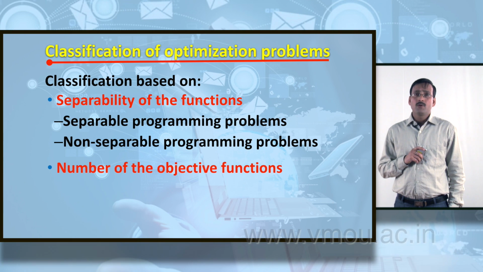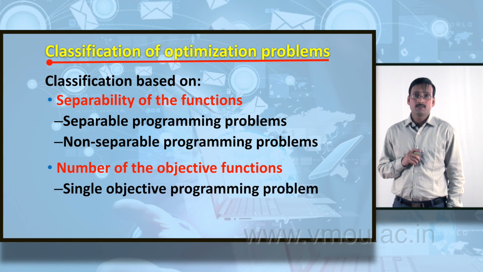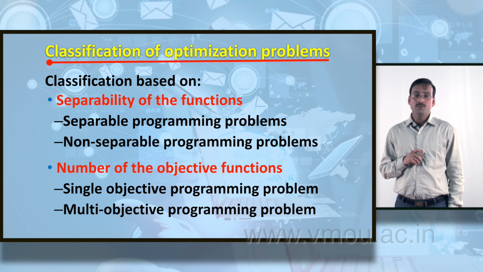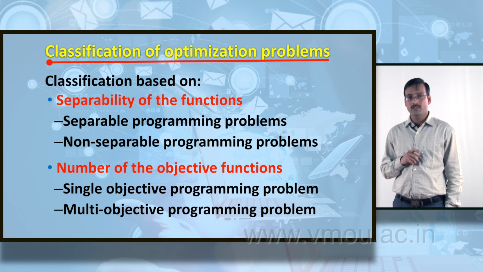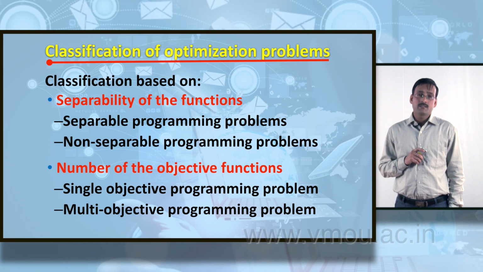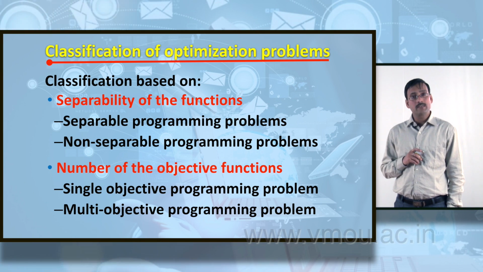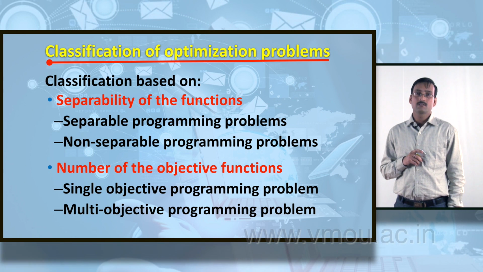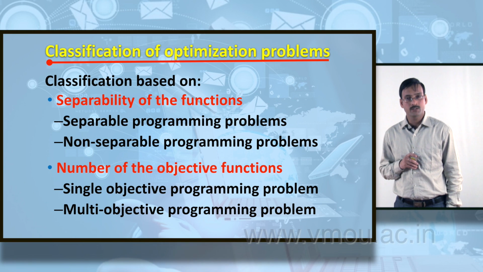If you consider the number of objective functions, it is to be mentioned that the optimization problem does not only consist of one objective function. There are certain optimization problems where you need to optimize, minimize or maximize, more than one function simultaneously, for example one function to minimize and one function to maximize at the same time. Those particular types of problems are known as multi-objective programming problems. So, if you consider the number of objective functions in the problem, then the optimization problems can be classified into two parts: single objective programming problem and multi-objective programming problem.